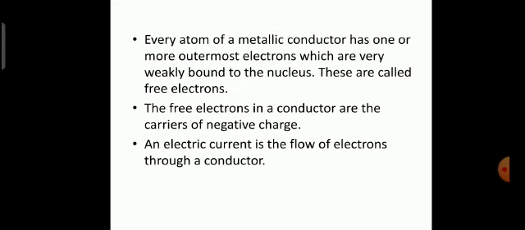We also studied that every atom of a metallic conductor has one or more outermost electrons which are very weakly bound to the nucleus, and these are called free electrons. The free electrons in a conductor are the carriers of negative charge, and an electric current is the flow of electrons through the conductor.